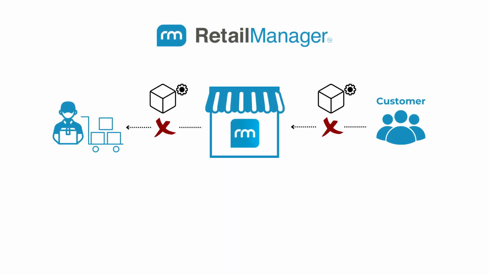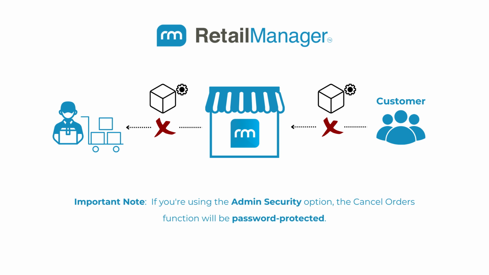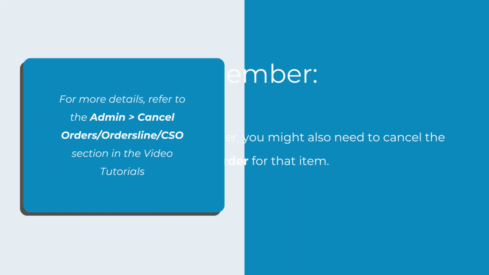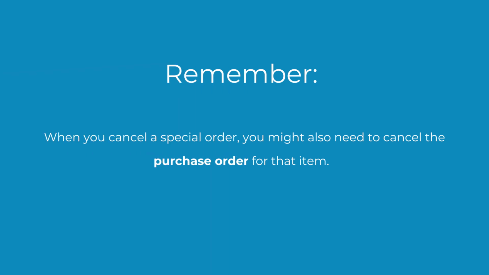In AAAPOS RetailManager, you have the flexibility to cancel special orders that are currently on order with a supplier. It is important that, if you're using the admin security option, the cancel orders function will be password protected. Remember, when you cancel a special order, you might also need to cancel the purchase order for that item. For more details, refer to the Admin Cancel Orders line, the CSO section in the video tutorials.